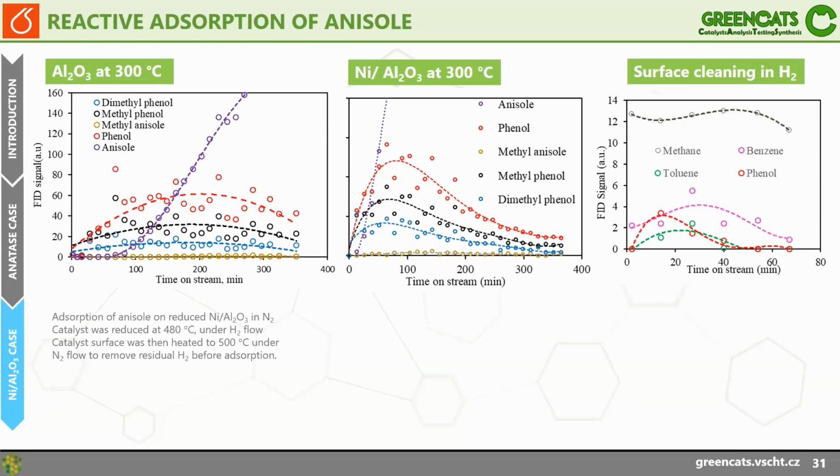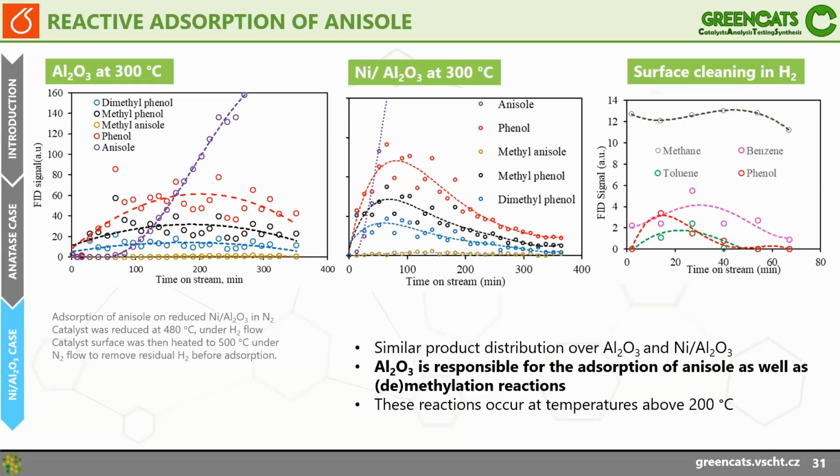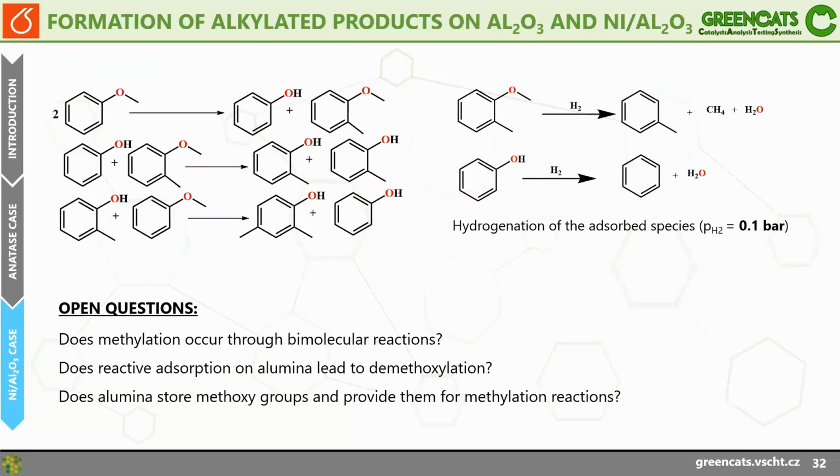But this is something that we still need to work on and prove if it's really like that or if it's a bimolecular reaction between the two anisoles. So this is still work in progress. But for us, the main conclusion was that alumina is responsible for adsorption of anisole and also for these demethylation and methylation reactions that are represented by the reactions that you see there. That's what could be the possible reactions.